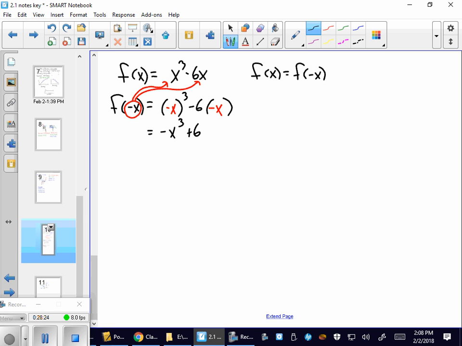This is not the same as what we started with. So this is not even. So now we need to test for odd.